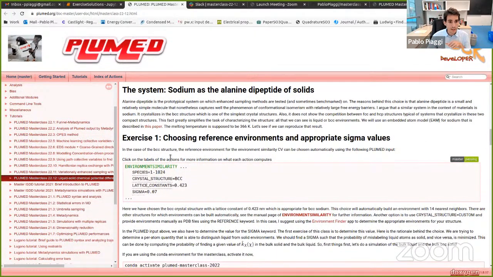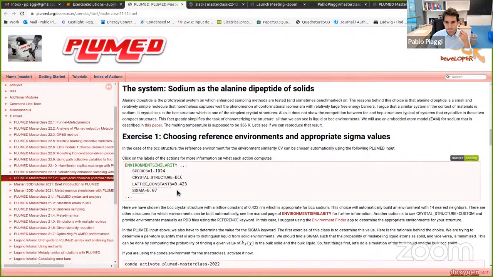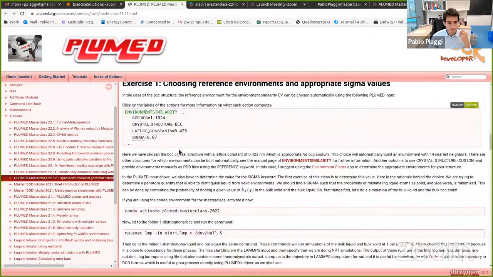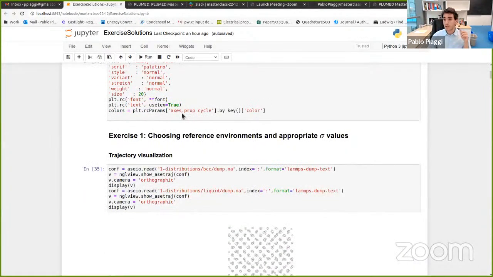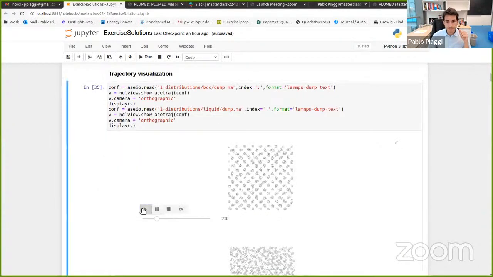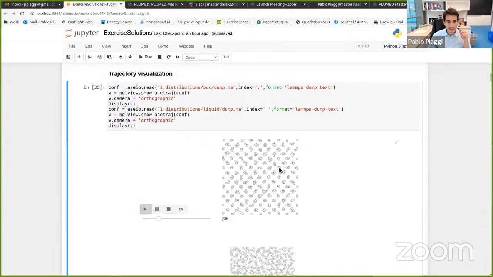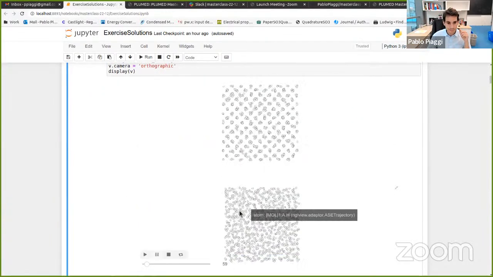Okay, so I'm showing here the input that we're going to use to define the collective variable. We have the crystal structure that in the case of sodium is BCC, and the lattice constants that are appropriate for this model. The first thing that we're going to do is a simulation of the liquid and a simulation of the solid, and that's shown here in this Jupyter notebook that is already uploaded to GitHub. So we do a simulation of the solid. It looks like this. And we do a simulation of the liquid. Looks like this.